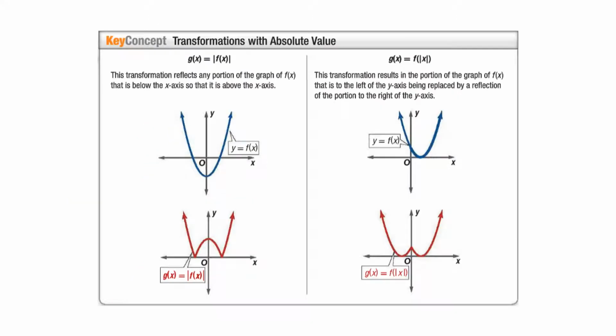All right, transformations of the absolute value. If you have your entire function in the absolute value, then that whole function comes up top. So all of this that's underneath the x-axis just flips up top. And if you have the absolute value around your x inside the function, whatever is on the right side of the y-axis will be repeated, mirrored on the left side. Okay?